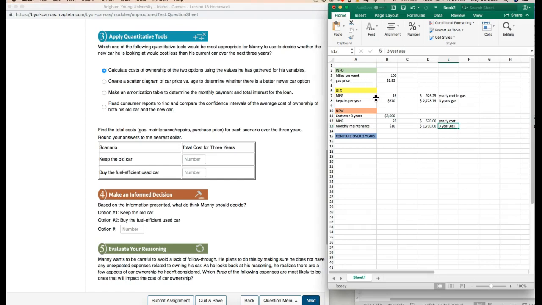So the maintenance and repairs for the old car is $670 per year. So we need the 3-year cost for repairs. I'm going to label it here, 3-year in repairs. And this one's going to be really easy because we don't need to do any conversions. We're just going to take this cost and multiply it by 3 years because that's what we got for the yearly repair.